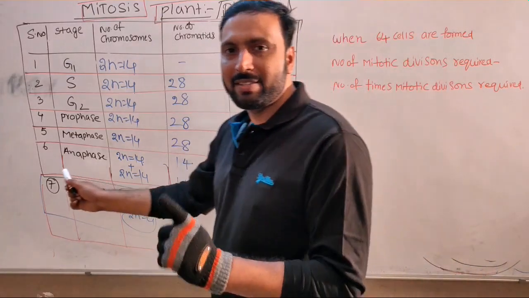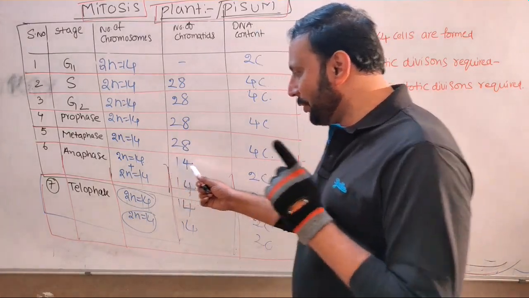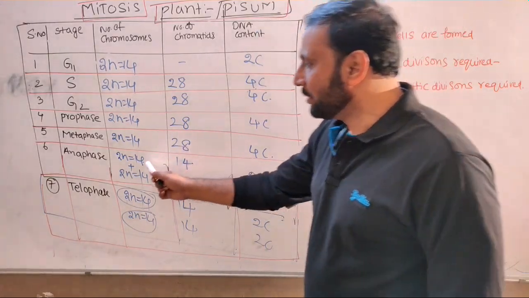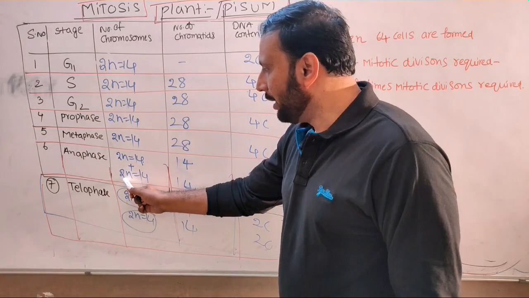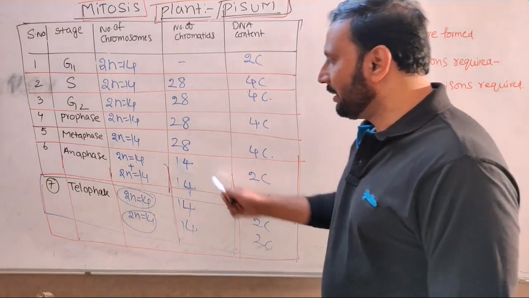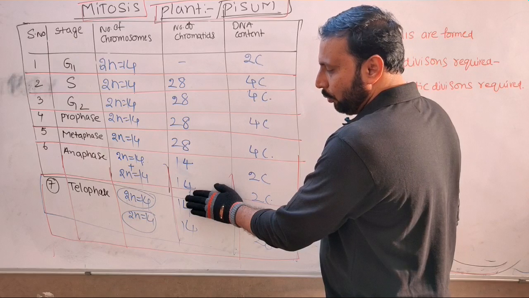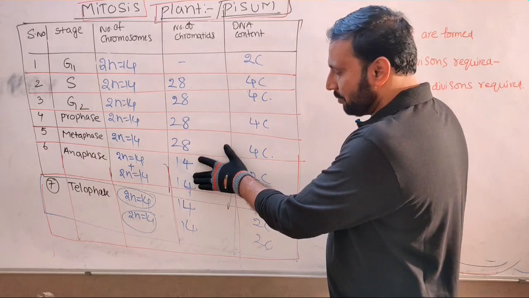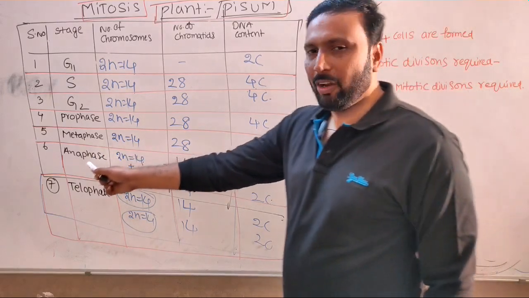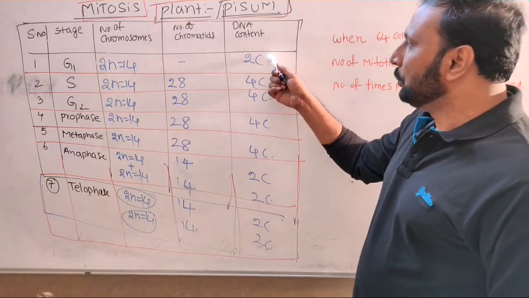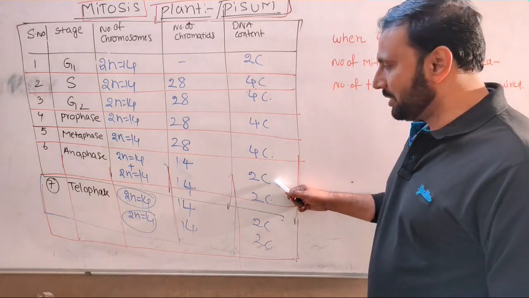And now anaphase is a very important thing, there only centromere division takes place. That is why at one pole 2n equal to 14, in another pole 2n equal to 14, like that 14 chromatids at one pole, 14 chromatids at the other pole. So these are the daughter chromosomes. Like that 4C becomes 2C and 2C in anaphase. So in S phase 2C becomes 4C, in anaphase 4C becomes 2C.